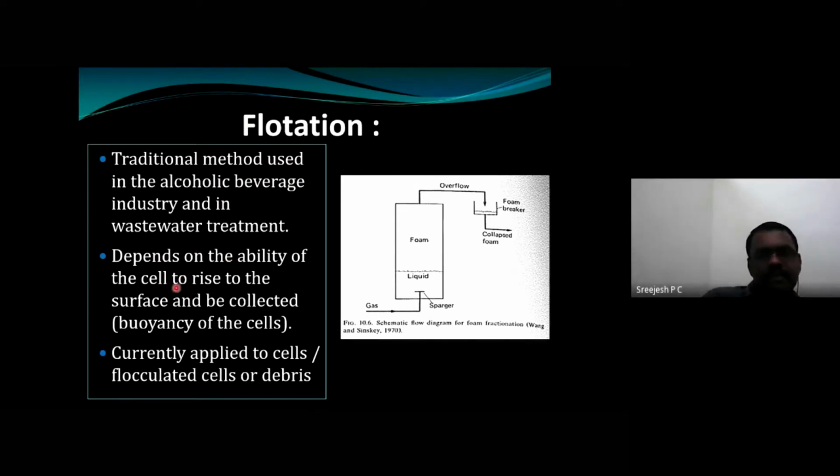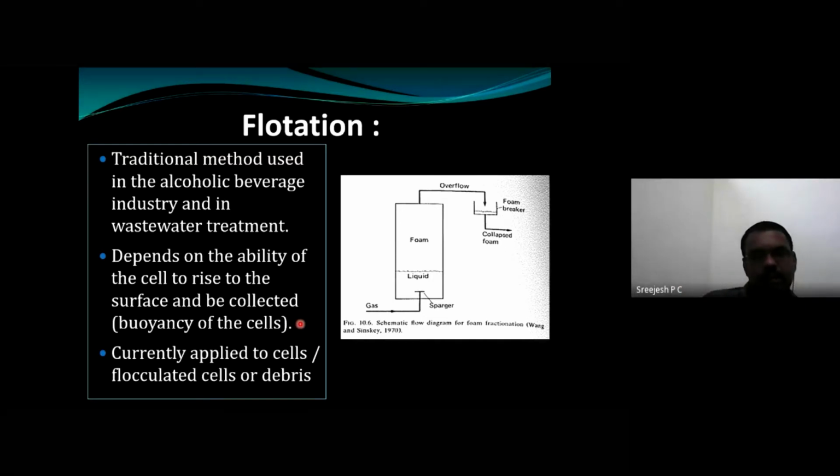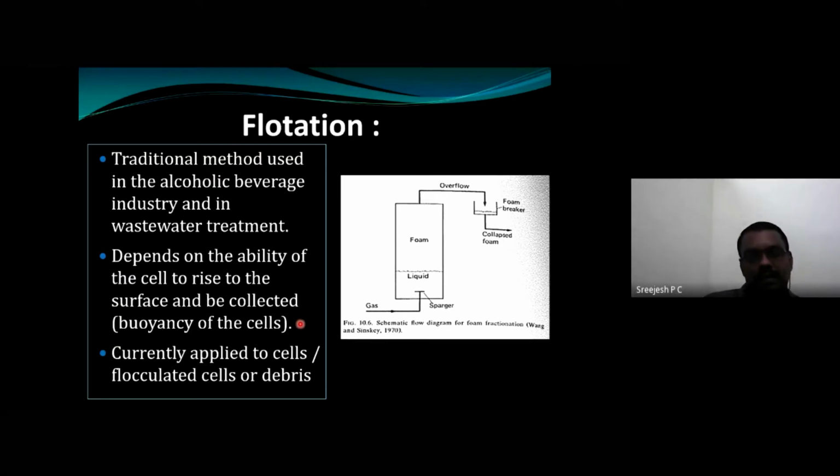The basic principle of flotation depends upon the ability of the cell to rise to the surface and be collected. So it depends upon the buoyancy of the cell, which is one principle affecting the flotation process. Buoyancy is nothing but the ability to float, as all of you know. Similarly, another parameter is the wettability of the molecule; the different particles get separated depending on it.